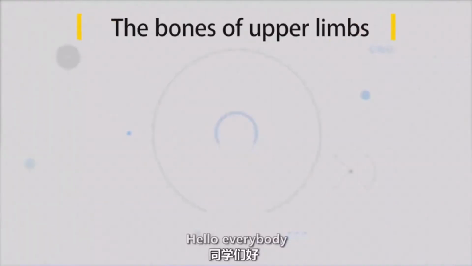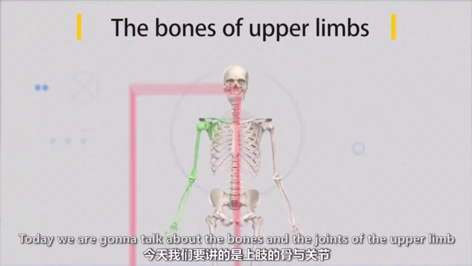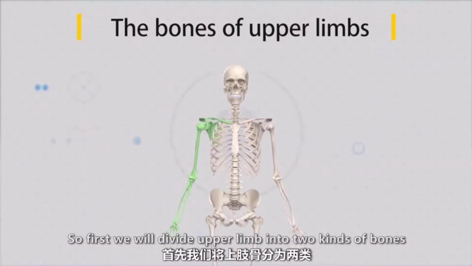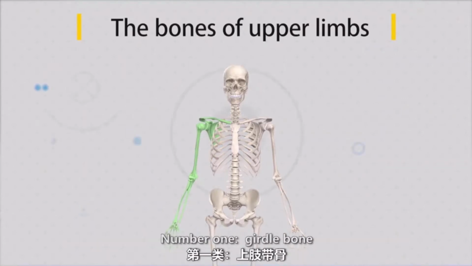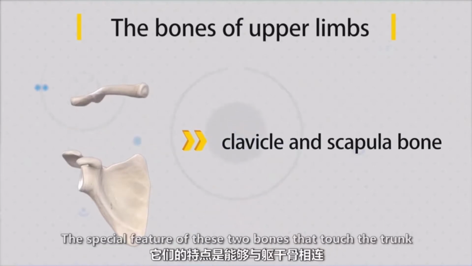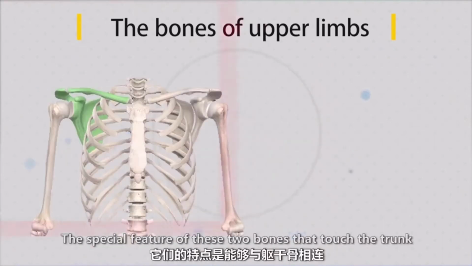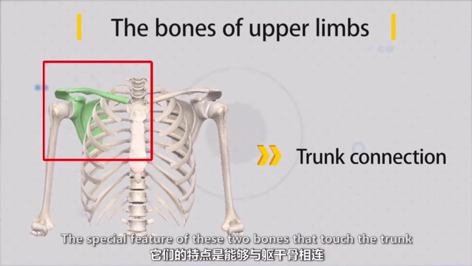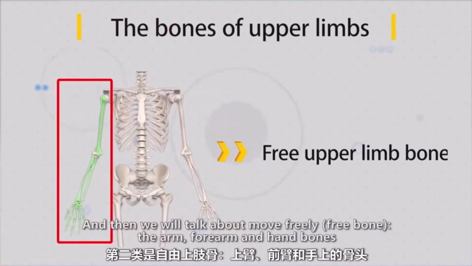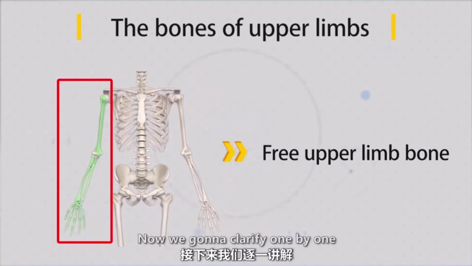Hello everybody. Today we will talk about the bones and the joints of the upper limb. First of all, we will divide the upper limb into two kinds of bones. Number one is the girdle bones, the clavicle and the scapula. The special feature of these two bones is that they touch the trunk. And then we will talk about the bones that move freely: the arm, forearm and hand. Okay, now we clarify one by one.